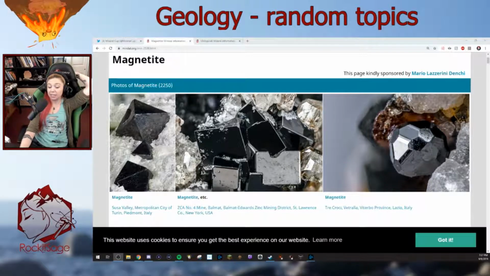It can alter to hematite or goethite, which are another couple of iron oxides. Hematite can have some potential exsolution lamellae with ilmenite, but it otherwise can't alter to ilmenite.